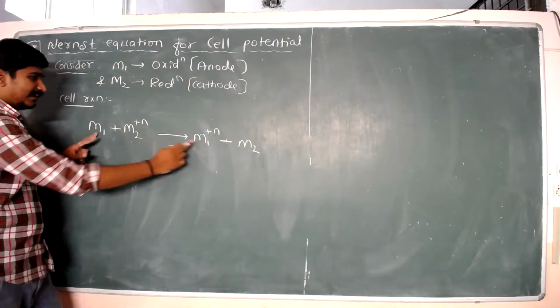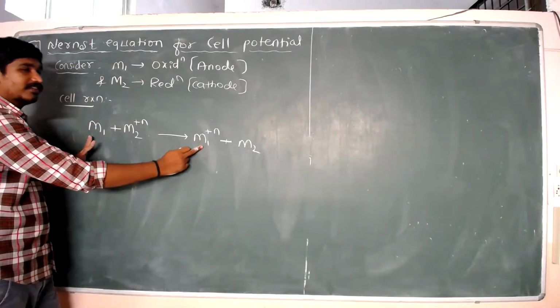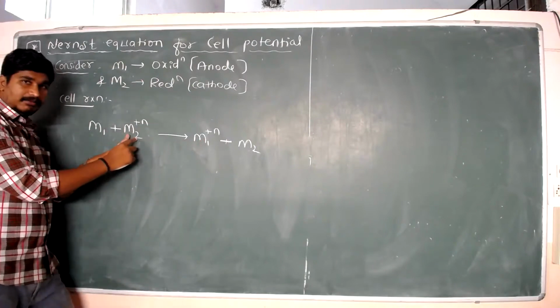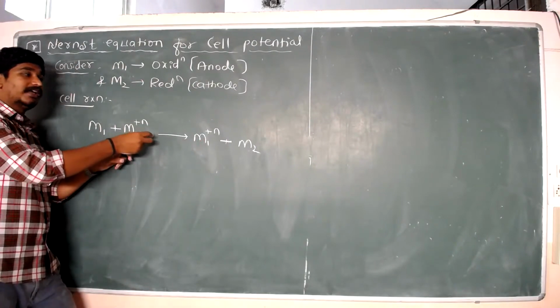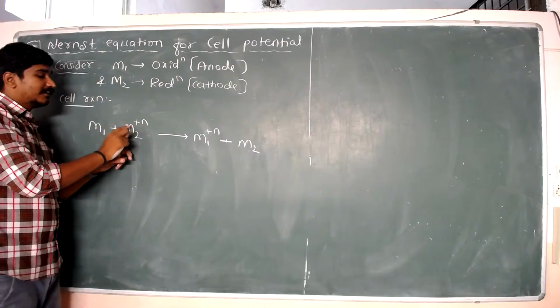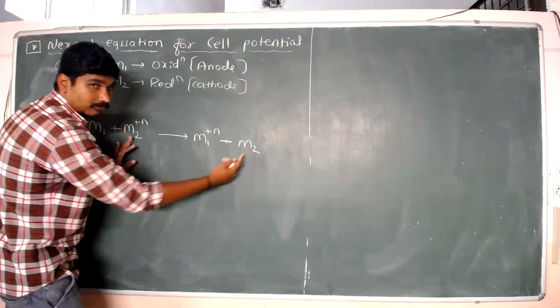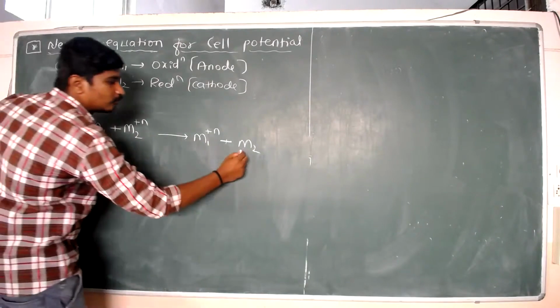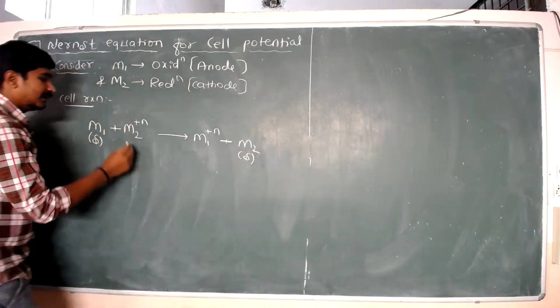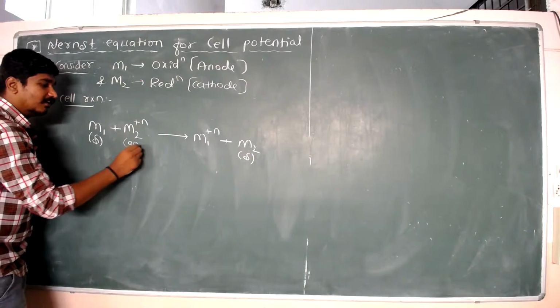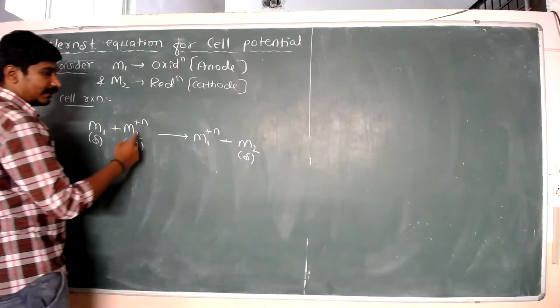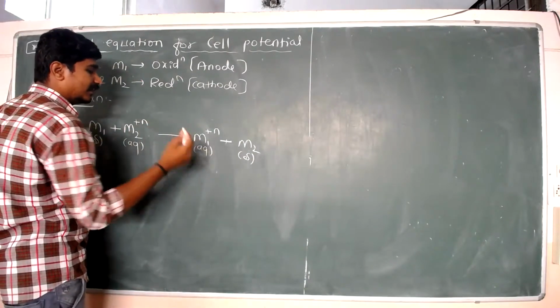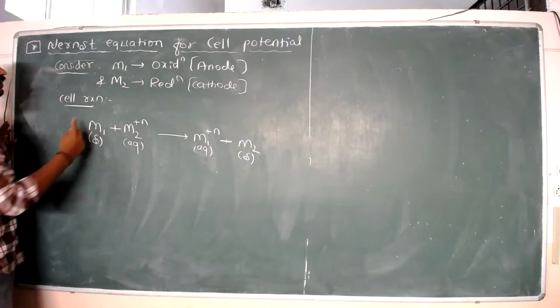M1 is losing n number of electrons, and those n electrons are gained by the metal M2. After M2 plus n gains n electrons, it is converted to M2. Here M1 is only a metal solid, and M2 is only a metal solid. M2 plus n is in which state? Aqueous state, ions in aqueous form. This is the cell reaction.